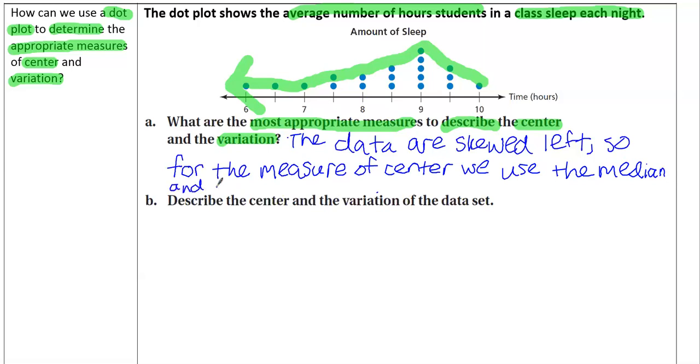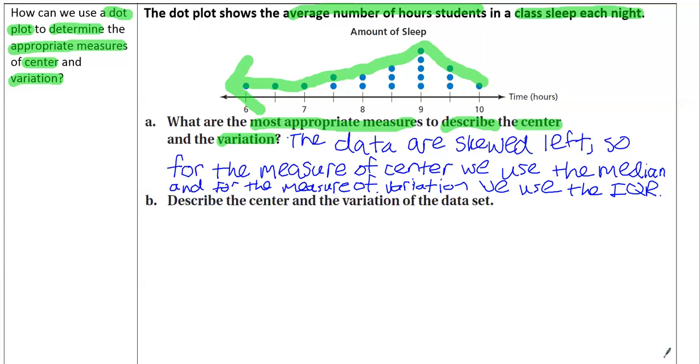And for the measure of variation, we use the IQR.